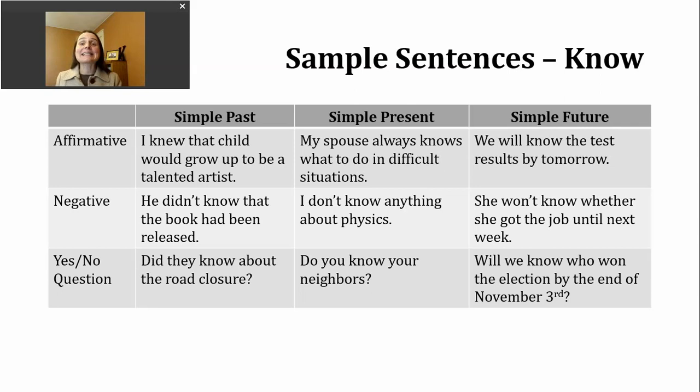If I want to make a sentence in the negative simple past tense, I'm going to use did not and then my base verb. So we don't use the irregular form in negative past tense sentences. Here's an example of that. He didn't know that the book had been released. So this person didn't have awareness.